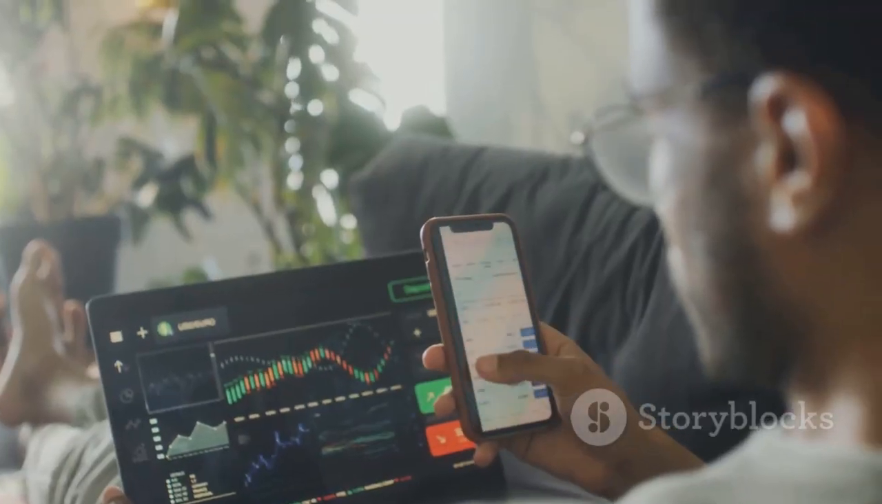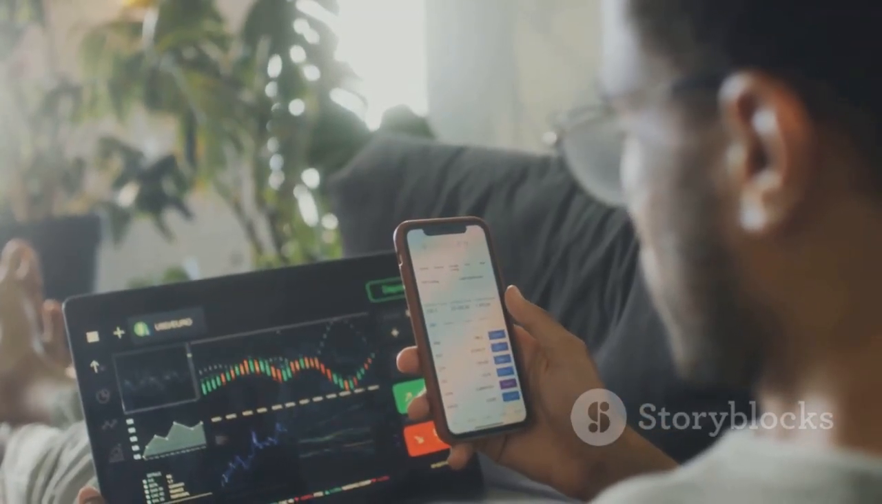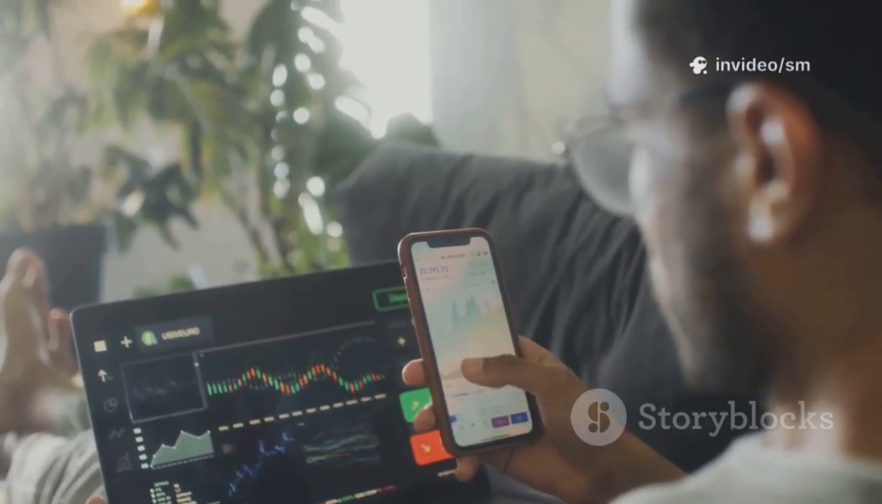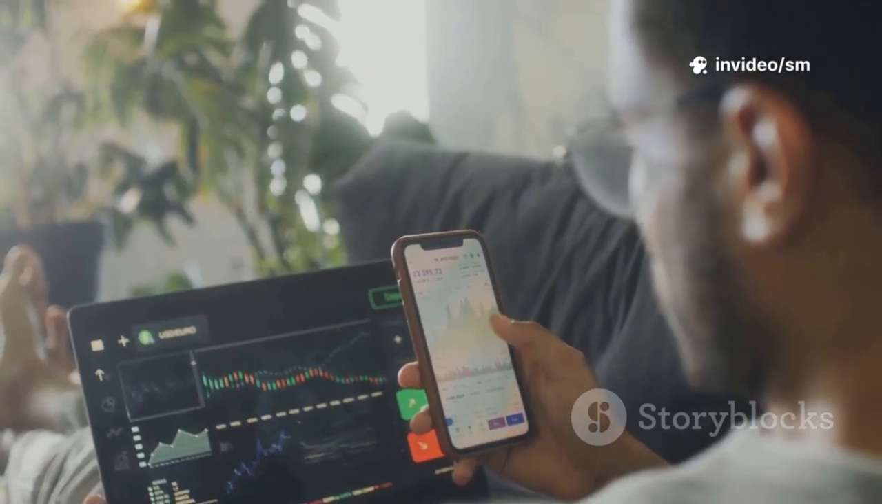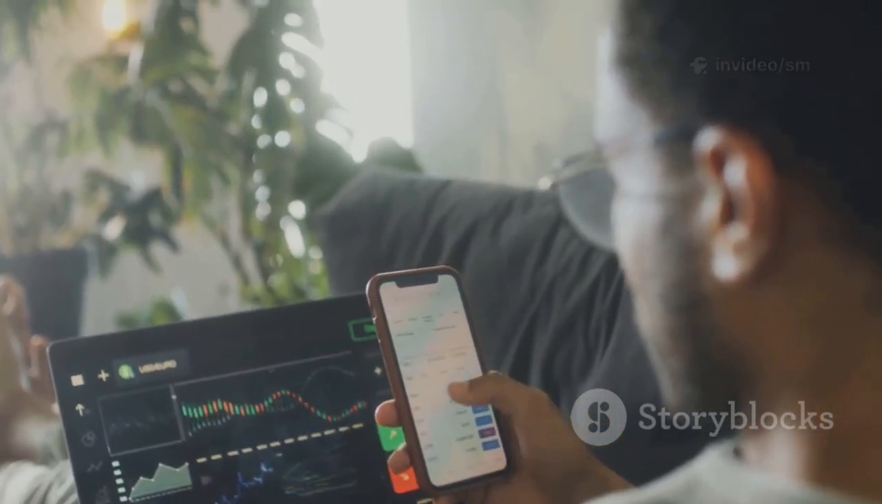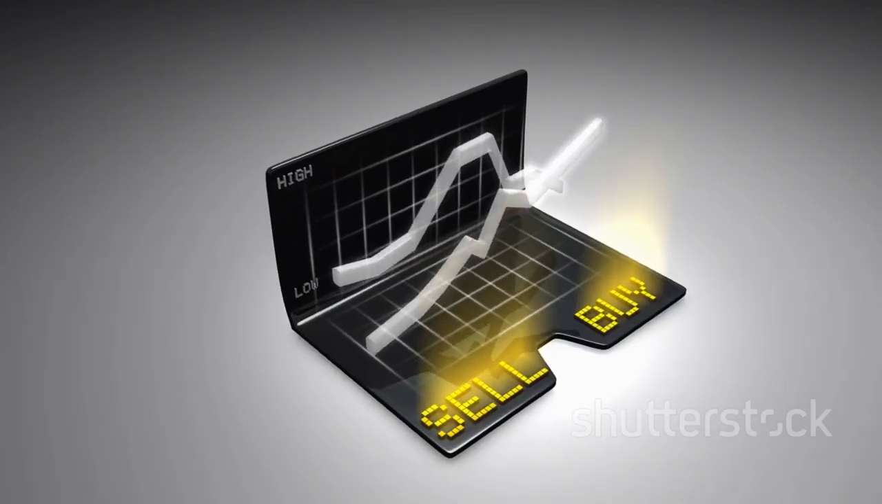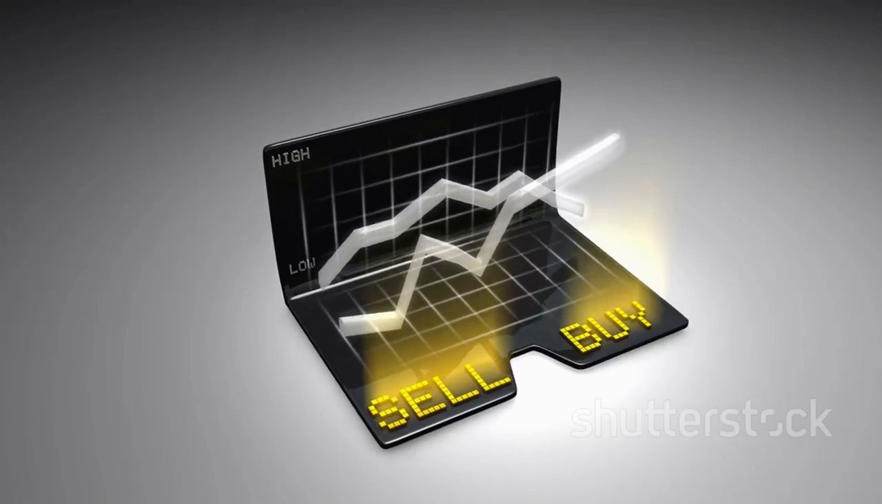But don't worry, these calculations aren't something you have to do by hand. Your trading platform or charting software does all the heavy lifting for you, updating the averages in real time as new prices come in. The real skill is in understanding what each average is telling you about the market.